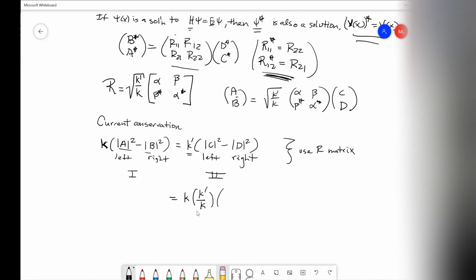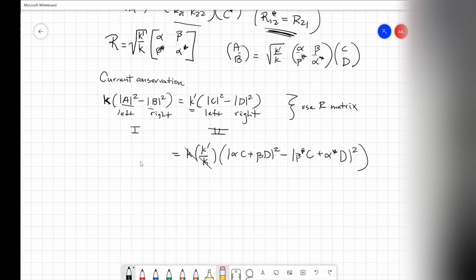And what you get is the magnitude of alpha C plus beta D squared. That's from this top row. And then for the minus B part, what do you get? You'd get minus the magnitude of beta star C plus alpha star D squared. Okay, now you see why we introduced this K prime over K business, because then this cancels these Ks, and now you have just a K prime out front.